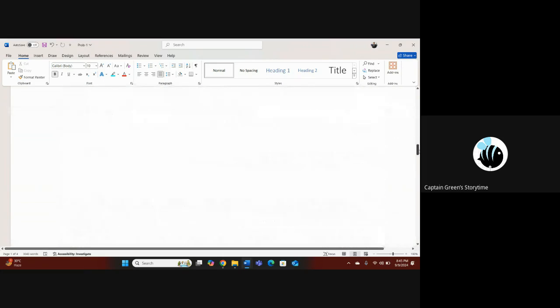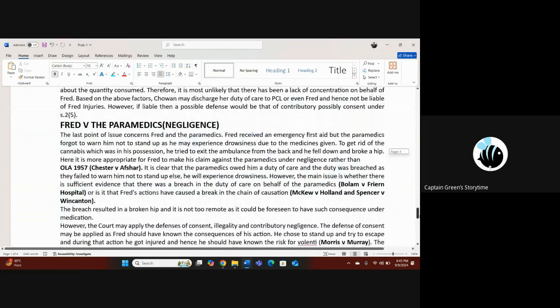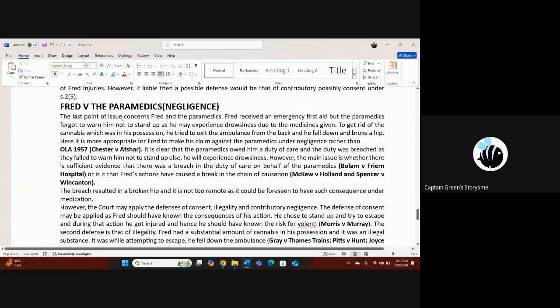Now, whether the paramedics would be liable under OLA or not. So, the last point of issue concerns Fred and the paramedics. Fred received emergency first aid, but the paramedics forgot, which is the important fact, to warn him not to stand up because he may experience drowsiness due to the medicine which was given to him. In order to get rid of the cannabis, Fred made an attempt, and he was successful in that attempt, to jump out of the ambulance. Thus, he fell down and he got a broken hip.